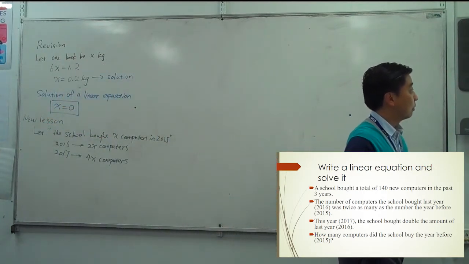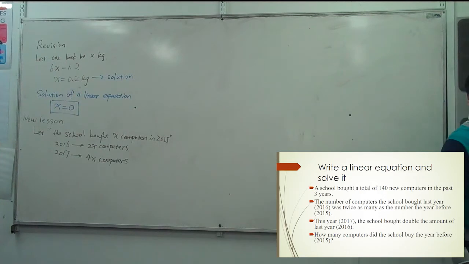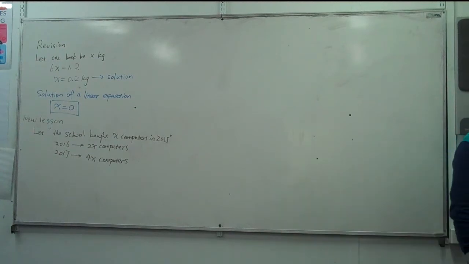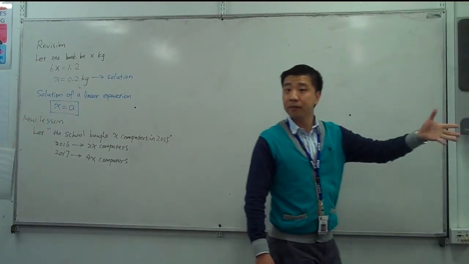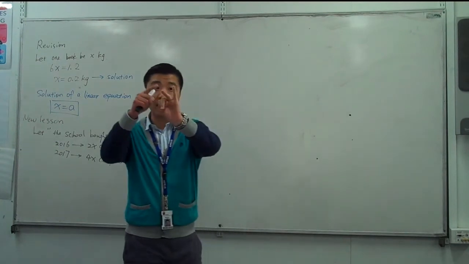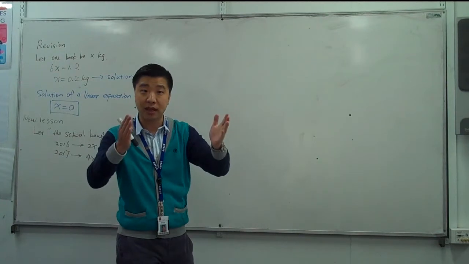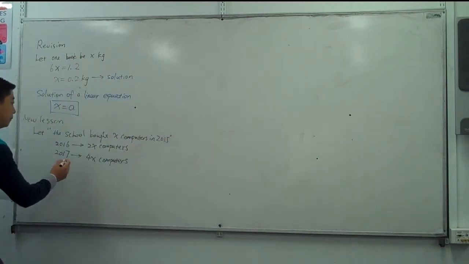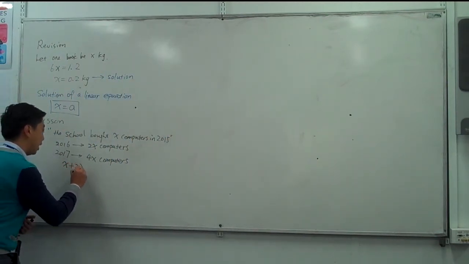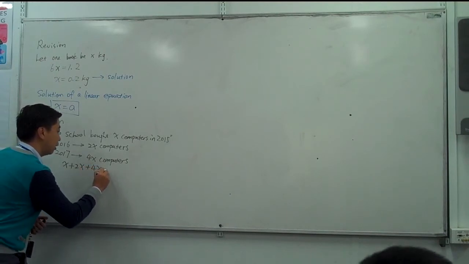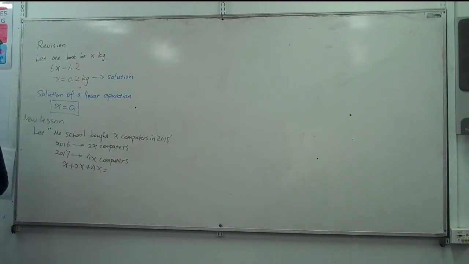The total of 140 new computers. The very important word is total. So total tells you what operation? Addition, subtraction, multiplication, or division? Which one? Addition. Total means add them together. Good. So let's write x plus 2x plus 4x equals what?